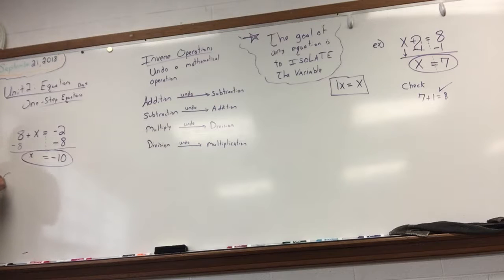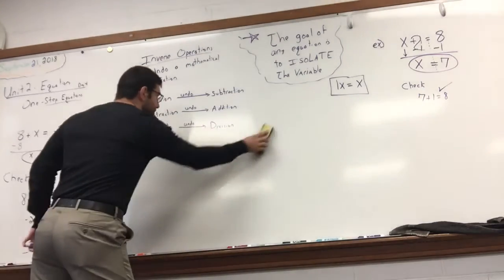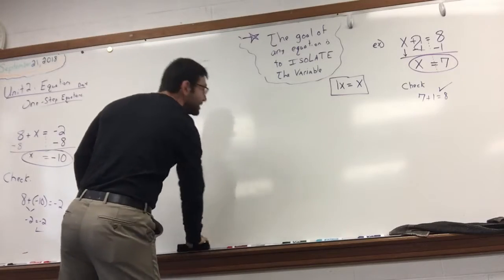You probably should. Because now I can check and say, 8 plus a -10. Does that equal -2? Well, 8 plus a -10 is -2. -2 equals -2. Check. Questions? Okay, we good there? Well, so far, all we've undone was a positive, was addition, right?